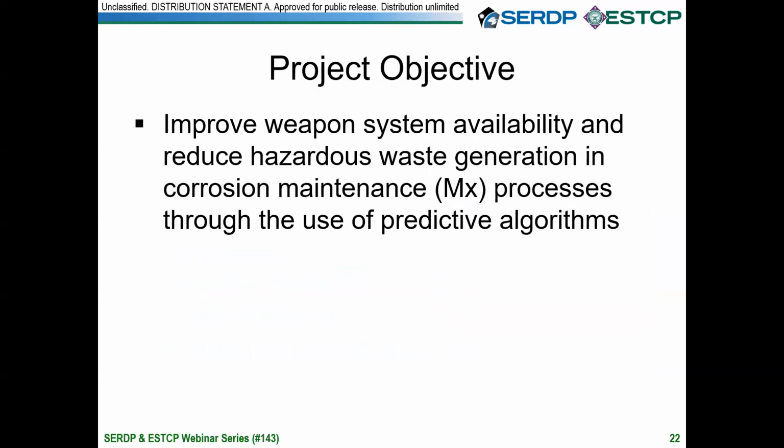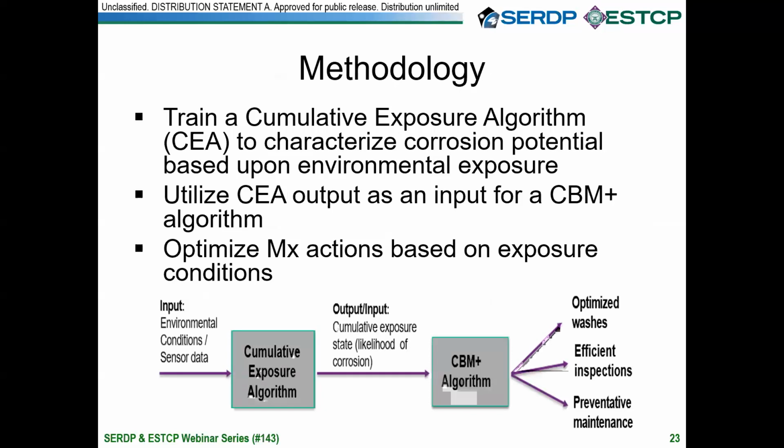So the project objective, it's pretty simple, and like I said before, we want to improve weapon system availability and reduce the hazardous waste generated by corrosion maintenance processes, particularly the wash, through the use of computer learning and predictive algorithms. We want to be able to plug data into a computer and have it say, hey, this is your optimal time to wash. No more, no less.